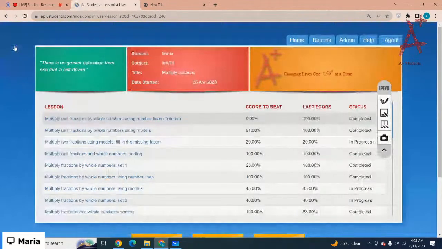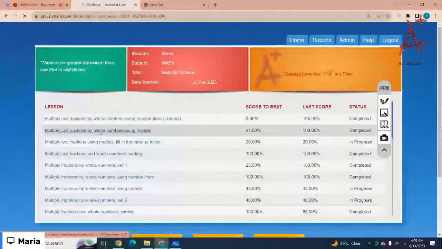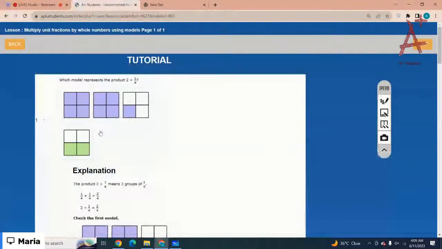Okay, the next lesson is multiply unit fractions by whole numbers using models. So we have done using number lines. Now you have to do the same thing using models. Which model represents 2 times 1 over 4? So first you have to find 2 times 1 over 4.